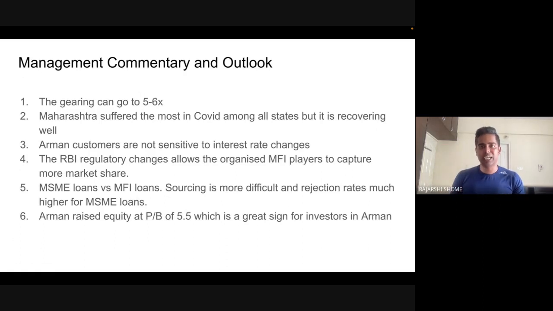That means what? Suddenly microfinance का ये loan देने का base बढ़ गया. The base increased. Why? Because the household income का target has increased from 1.5 lakhs to 3 lakhs in a year. That's a great news for Arman. Second thing क्या है? I mean, not only Arman, but all the organized microfinance.